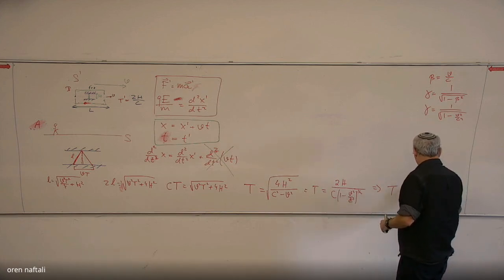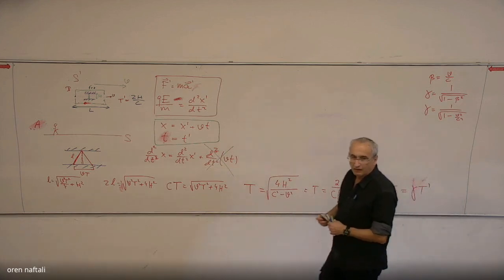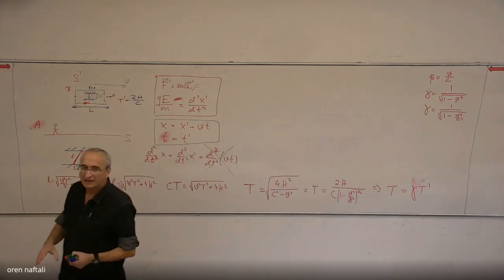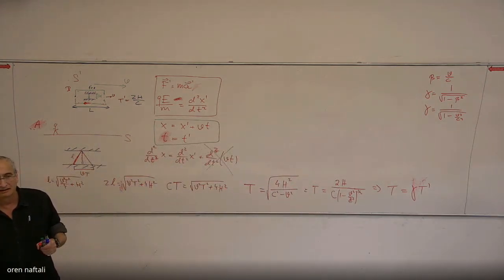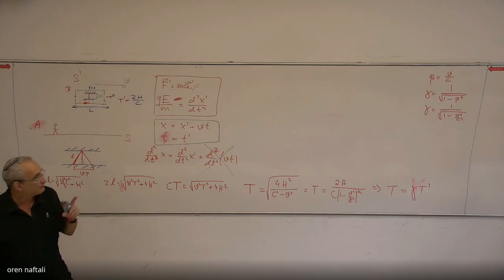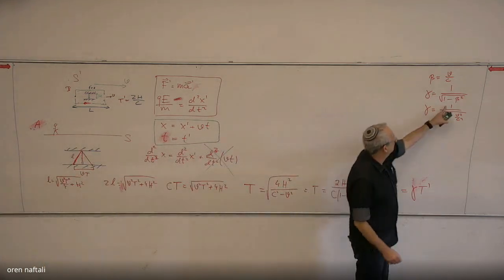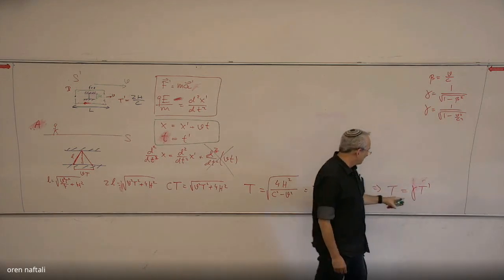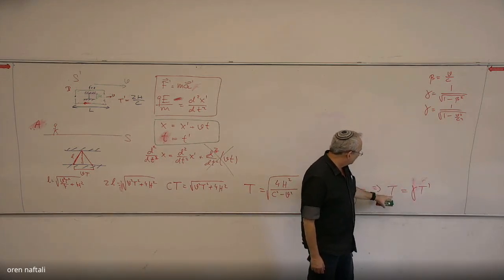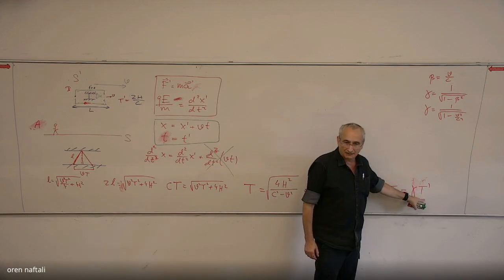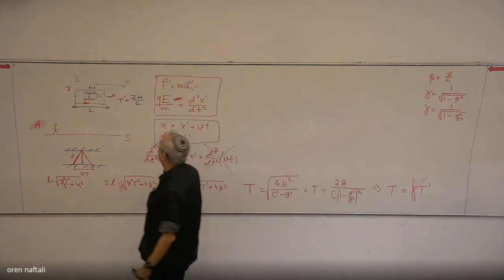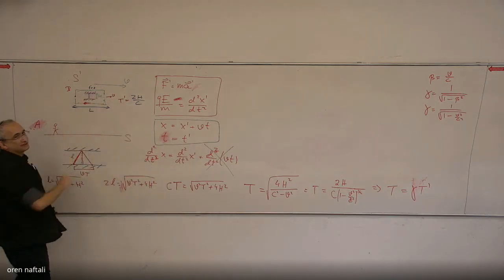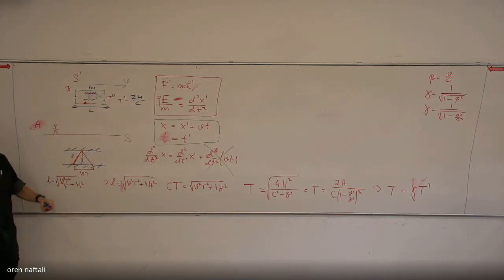Times, so it's gamma times t prime. Now, is gamma bigger than 1 or smaller than 1? Bigger than 1. Gamma is bigger than 1 because we divided 1 by something which is definitely smaller than 1. So gamma is bigger than 1, and because gamma is bigger than 1, t is larger than t prime, which means that 1 unit of time of the static clock takes longer in the frame of reference which is moving with respect to the static clock, right?